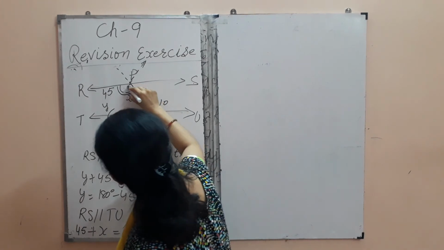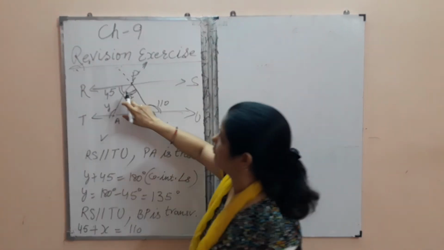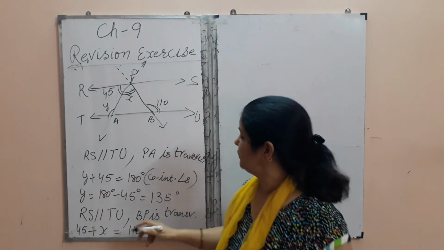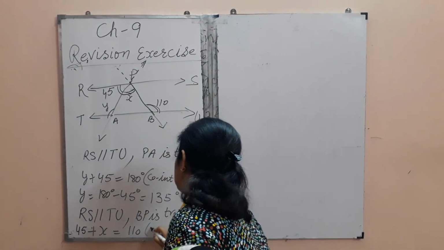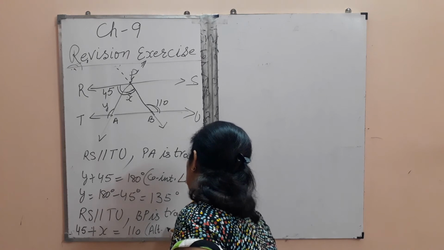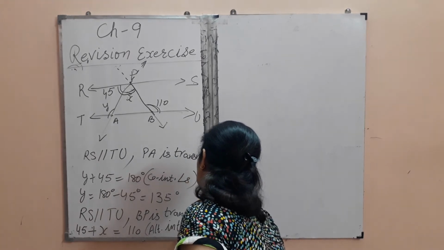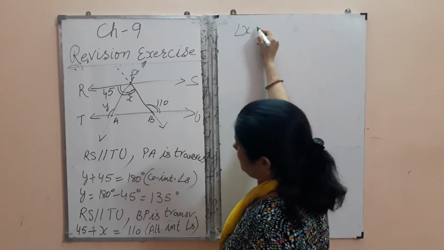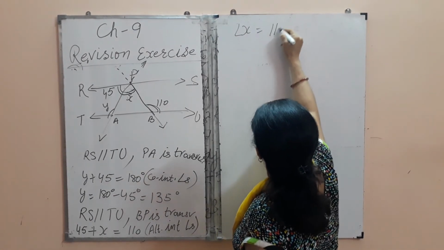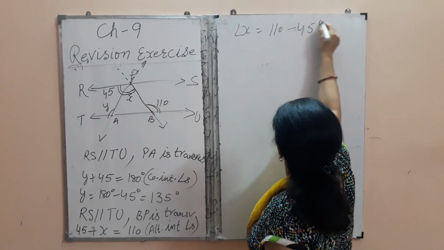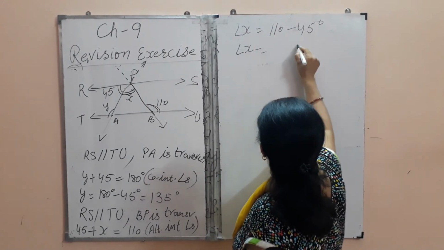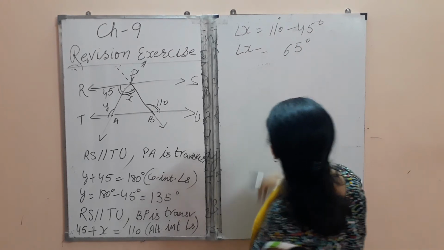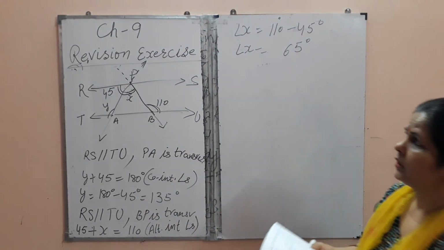So now we will draw this line. This I have deleted to explain you clearly. Equals 180, alternate interior angles. Now angle X equals 110 minus 45 degrees. So angle X equals 65 degrees. Angle X we found.